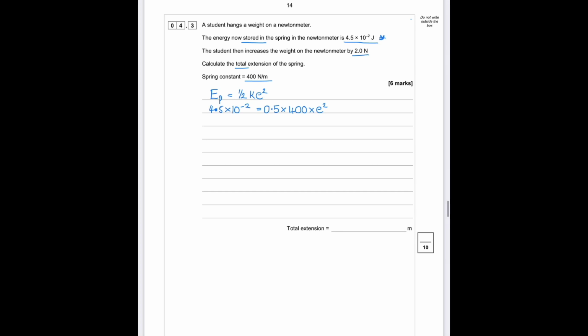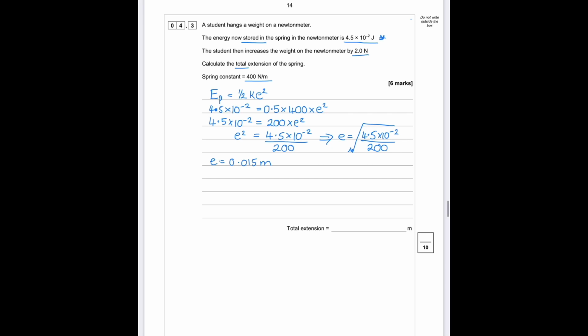So 0.5 times 400, that would be 200 times extension squared is 4.5 times 10 to the minus 2 joules. And if I rearrange that to get extension squared, we would have 4.5 times 10 to the minus 2 divided by 200. And so to work out our extension, we would square root our answer there. And if you use your calculator to work that out, the extension would work out at 0.015 meters.